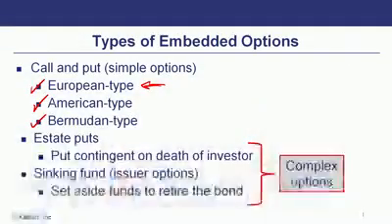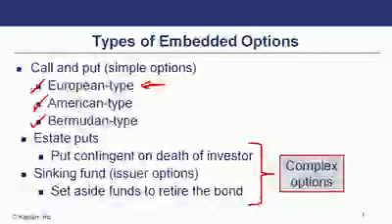So, complex options. There's an estate option. This gives the bondholder a put that's contingent on the death of the investor. So if you buy a bond and interest rates go up, you really want to invest in those new higher coupon rate bonds. Well, all you have to do is die, and then you can put those bonds back to the company. Seems like a pretty high price to exercise your option, but nonetheless, that is available.